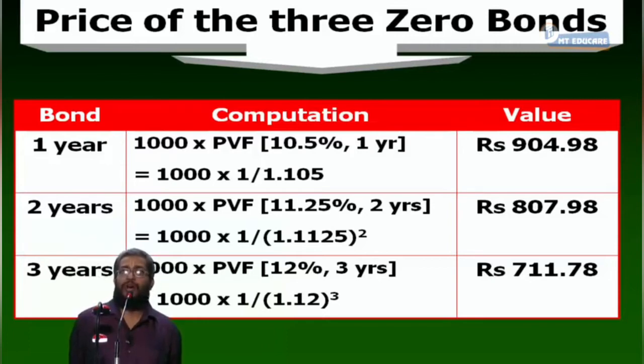So 1000 into, how to understand, present value factor for what percent? 10.5%, 1 year. Next is 1000 into present value factor for 11.25% for 2 years, and so on. Copy the slide quickly.